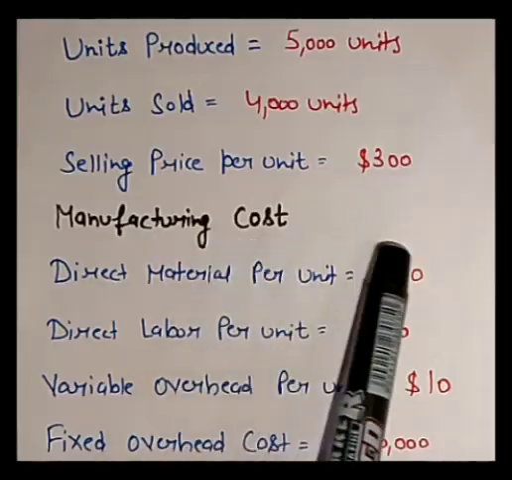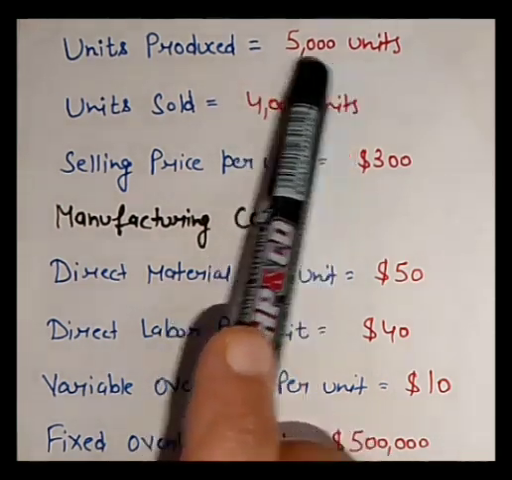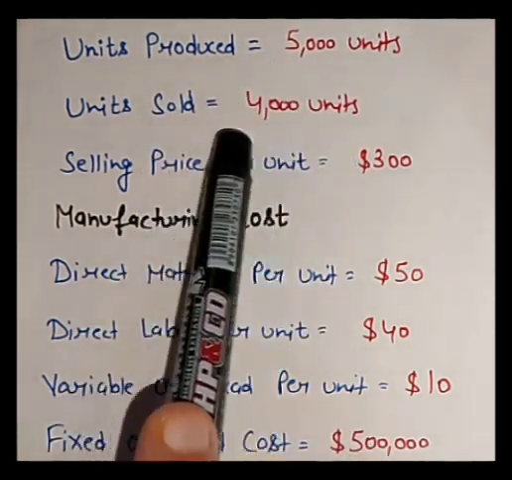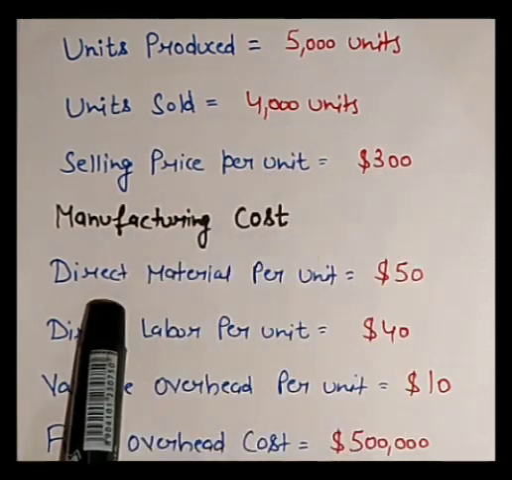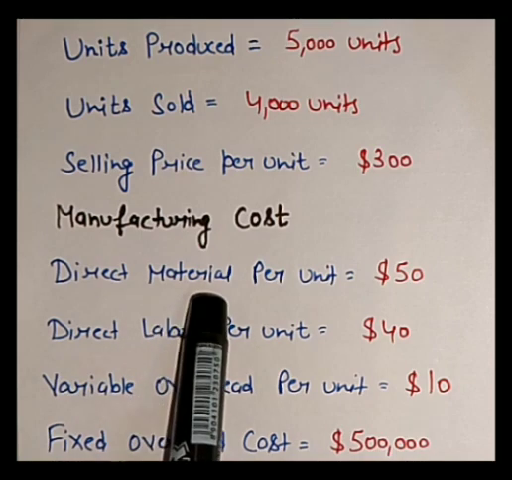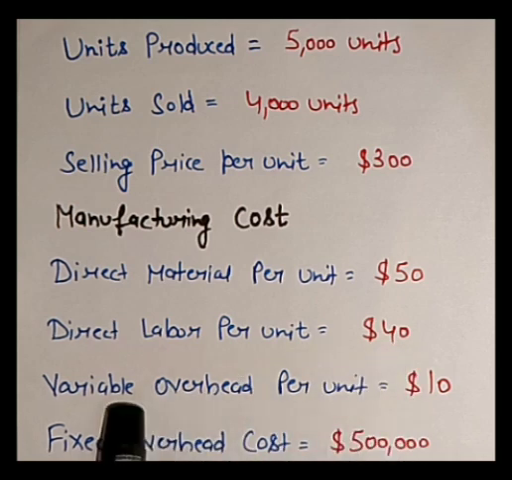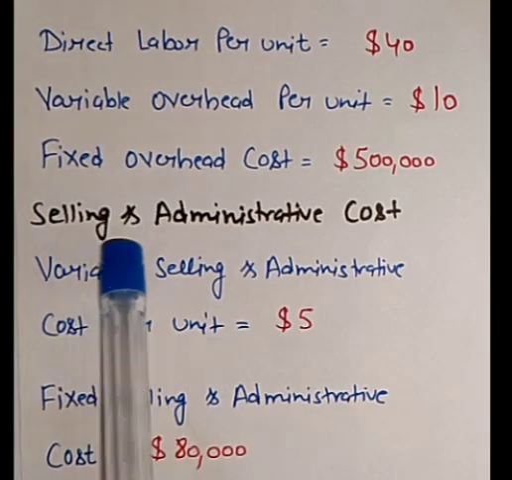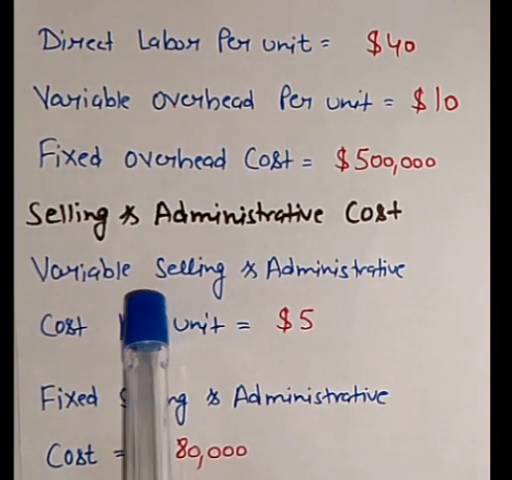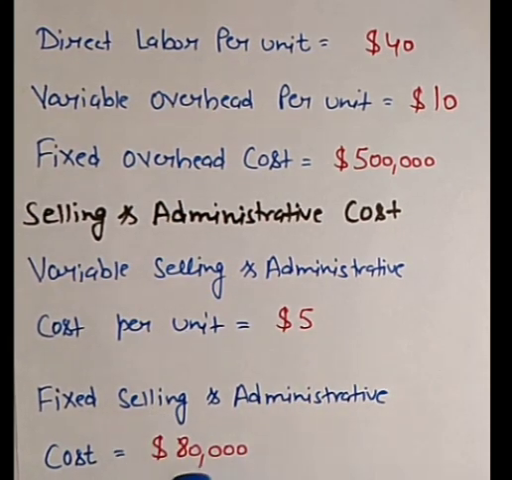Let's take an example to have a better clarity about the concept. It is given that 5,000 units are produced, out of which 4,000 units are sold. Selling price per unit is $300. Manufacturing cost comprises of direct material $50 per unit, direct labor $40 per unit, variable overheads $10 per unit, and total fixed overhead cost of $5 lakh. Selling and administrative cost comprises of variable cost of $5 per unit and total fixed cost of $80,000.